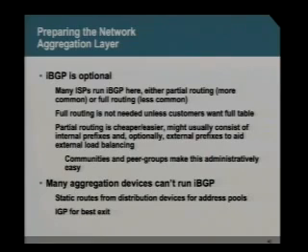Now, at the aggregation layer, we start at the outside edge. iBGP is optional. Many ISPs actually run iBGP here, either as partial routing, which is most common, or full routing, which is less common. By full routing, I mean these routers at the edge of the network see the full internet routing table. By partial routing, I mean these routers will only see the prefixes originated by the local AS. Okay, they're not going to see any prefixes from outside the autonomous system.